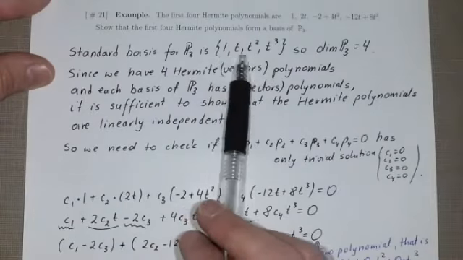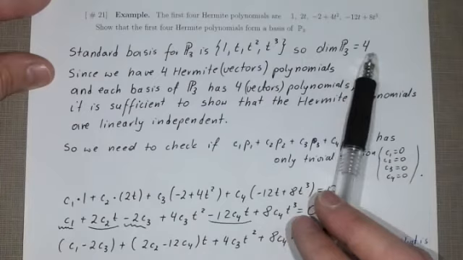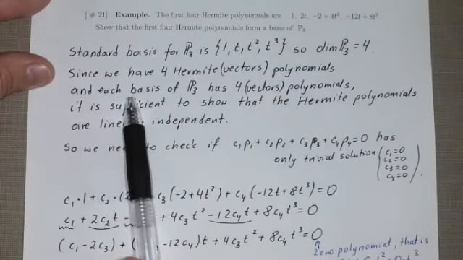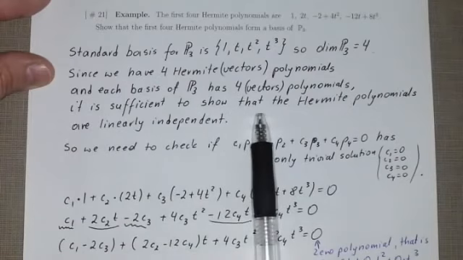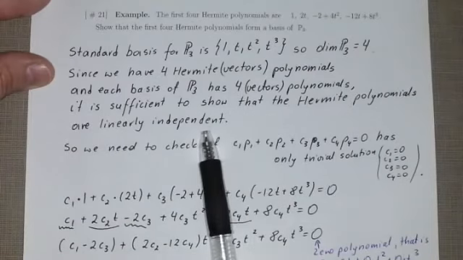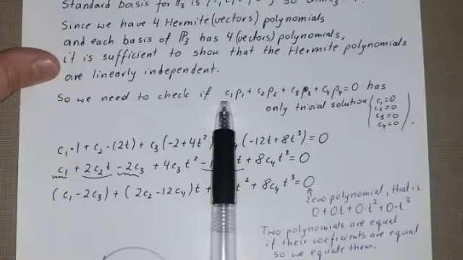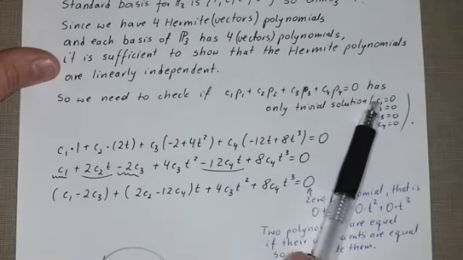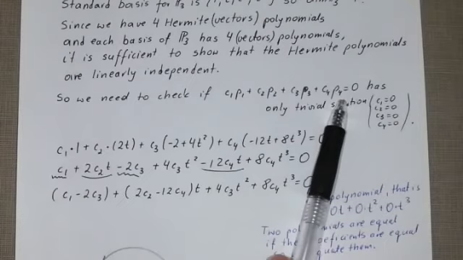Since the standard basis has 4 vectors, the dimension is 4. And since we have 4 Hermite polynomials, and each basis of P3 has 4 vectors, it is sufficient to show only that they are linearly independent. It's sufficient to show only one condition. So we need to check whether the equation c1p1 plus c2p2 and so on equal to 0 has only the trivial solution. If we have only the trivial solution, then the polynomials are linearly independent.